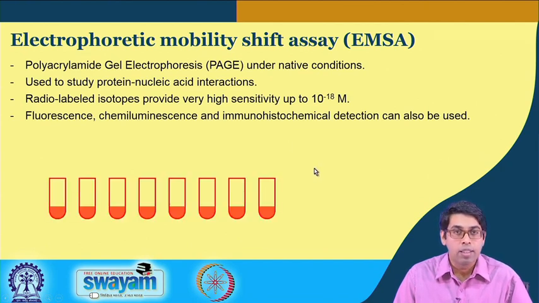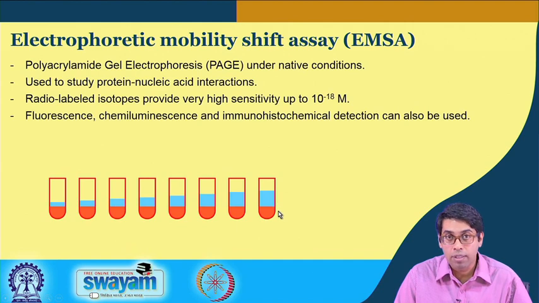Again, the basic setup of the experiment is something like this. You have these different tubes where we have the labeled DNA, the same concentration of labeled DNA in each of these tubes. And what we do is we add the protein in different amounts. So, we are adding the protein in increasing concentration. You have to make sure that the total volume is constant, otherwise the concentration of the DNA will change. So, the total volume should be constant, but the concentration of the protein that you add keeps on increasing.